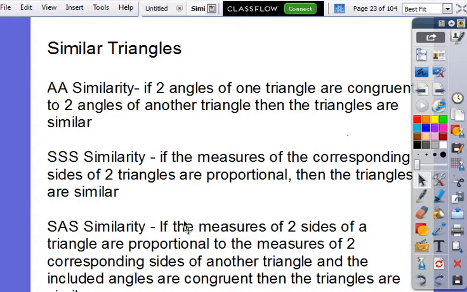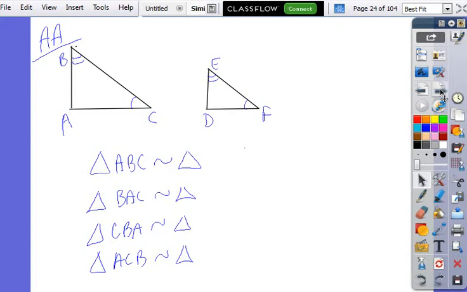Right, similar triangles. What does similar mean again? Same shape, different size. So we got three types: angle-angle, side-side-side, and side-angle-side. Angle-angle is if you have two angles that match, you automatically have three angles that match, which means the triangles are the same shape.